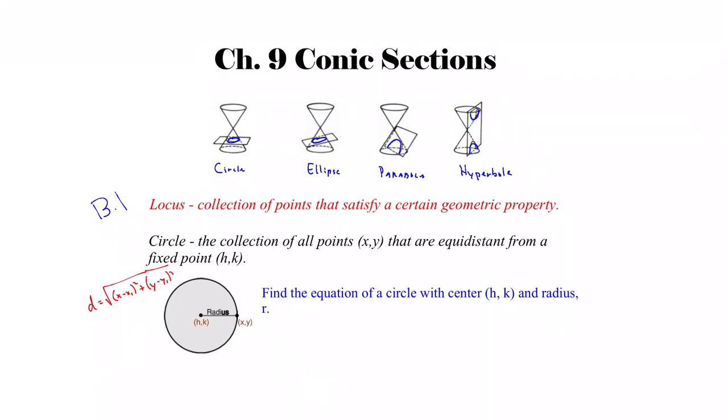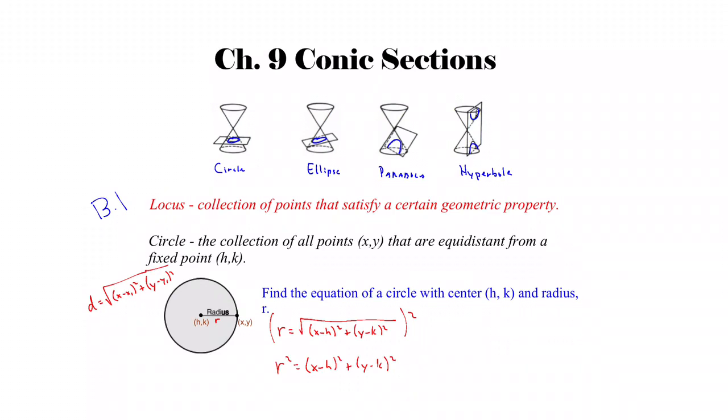So we're going to find the equation of a circle with a center h, k and a radius of r. We're going to use these two points, h, k and x, y, to find the distance between them. So r, which is the distance between the two points, is equal to the square root of the difference of your x's, x minus h squared, plus the difference of your y's, y minus k squared. And then if we square both sides, you will get r squared is equal to x minus h squared plus y minus k squared.